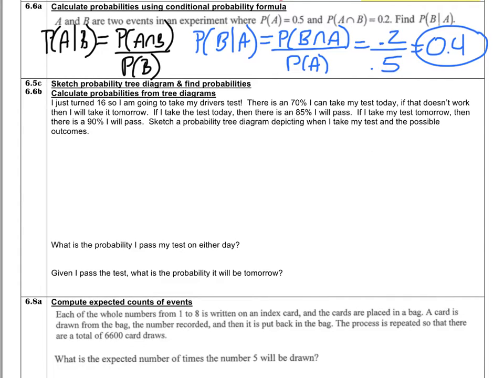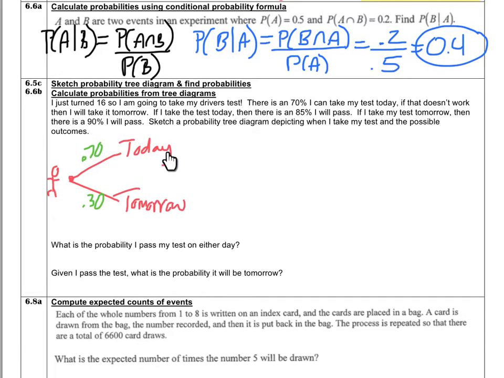So it's first going to start that I take the test today or tomorrow. So here I am, I'm getting ready to go take my test, and it's either going to happen today. If it doesn't happen today, it happens tomorrow. Now the chance that it happens today, it says, is a 70% chance, so I'll put 0.70. So that means there's a 0.3 or 30% chance it happens tomorrow.